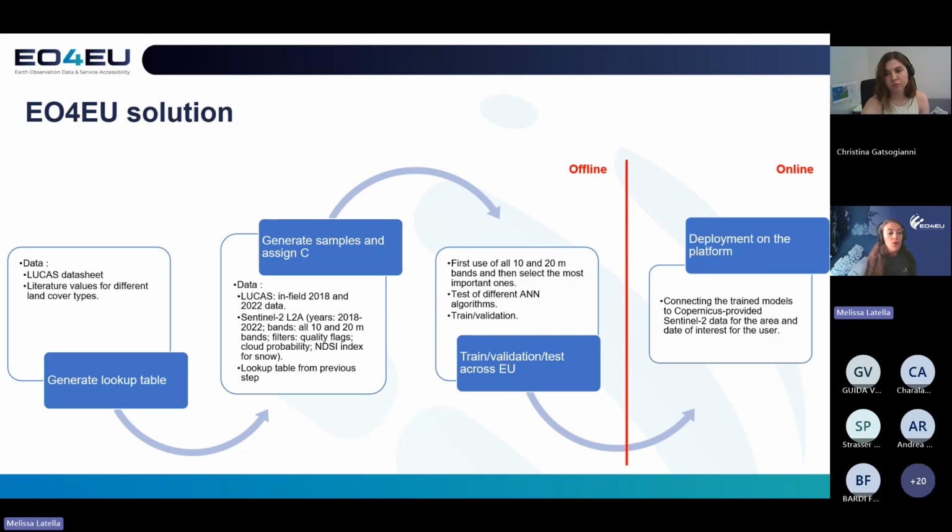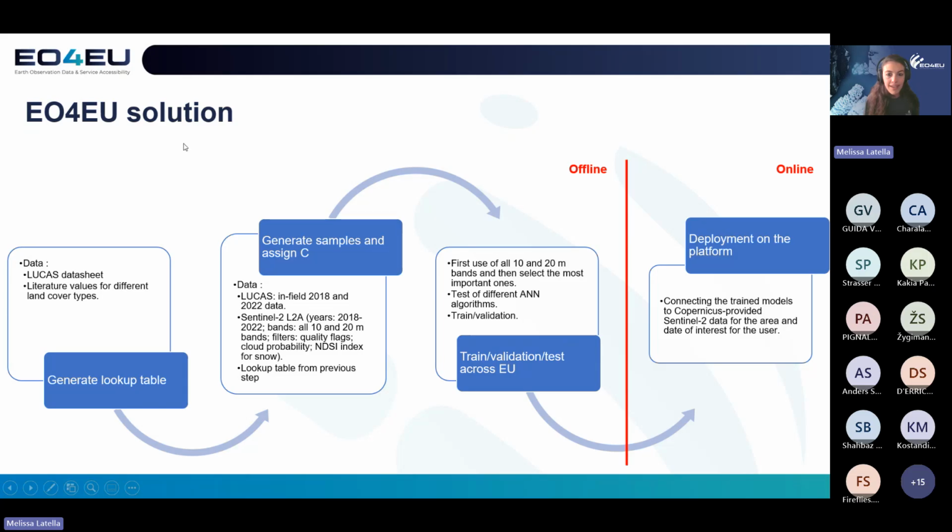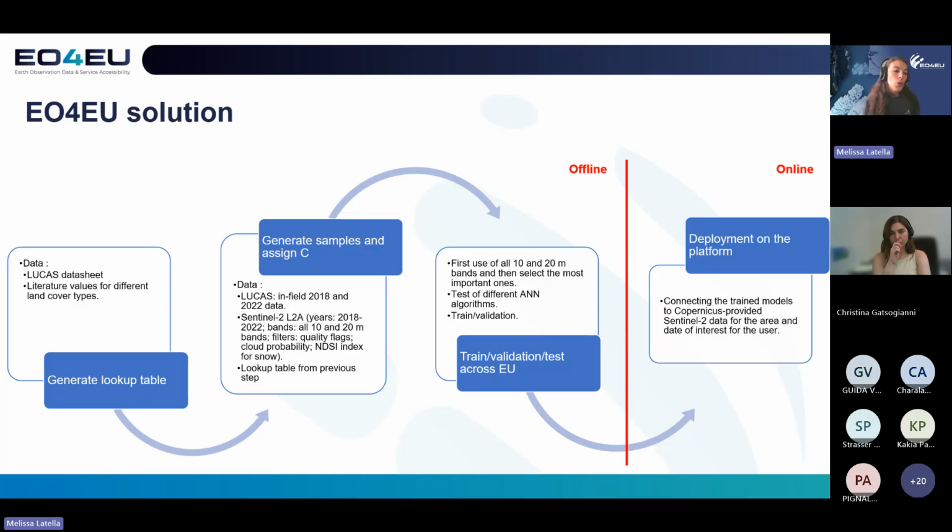So here is the workflow. I hope that now it's a little bit more clear after having defined the underlying assumption. So as I just mentioned, we started creating a lookup table based on literature values, but also based on the season, and also based on the LUCAS dataset. LUCAS is a very wide survey across Europe, and that provides information on the land cover. And we take the LUCAS points and we start from that to generate our samples.